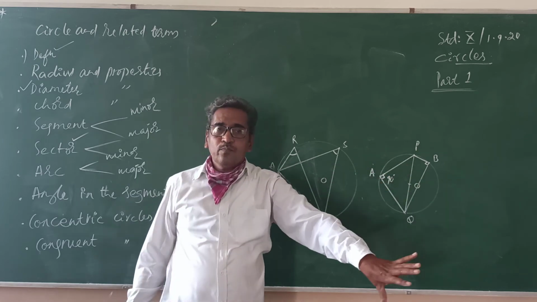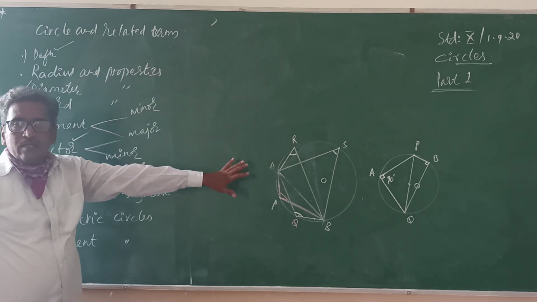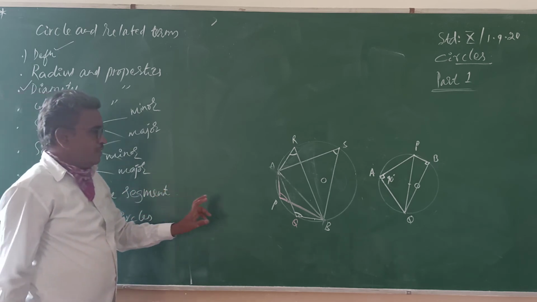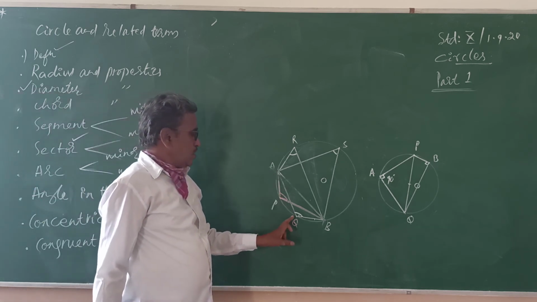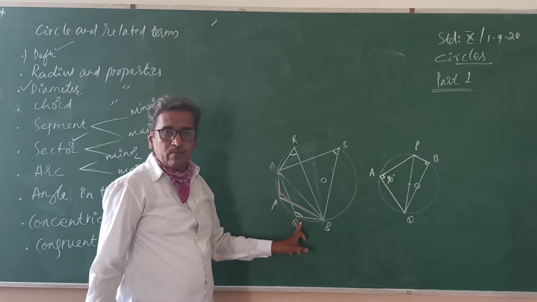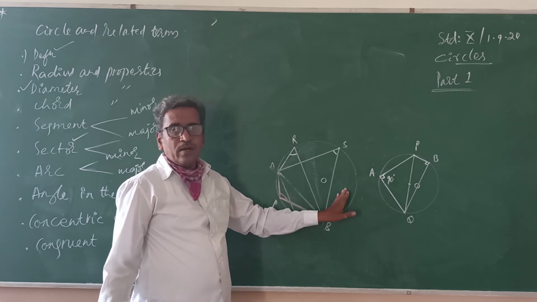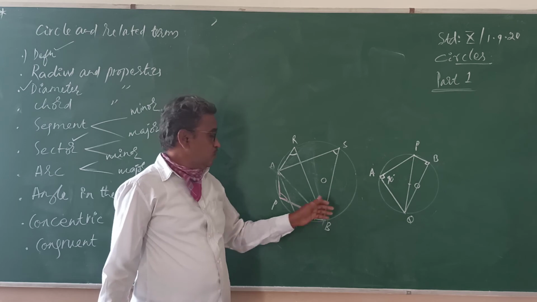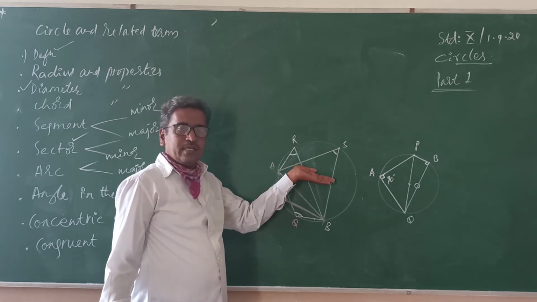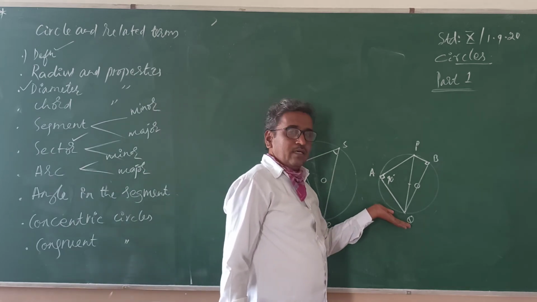These are very important parts. So learn about the circle and its related terms. Once again, a chord divides the circle into two unequal parts. The smaller part is called the minor segment and the bigger part is called the major segment. Angle in the minor segment is obtuse, angle in the major segment is acute, and angles in the same segment are equal.